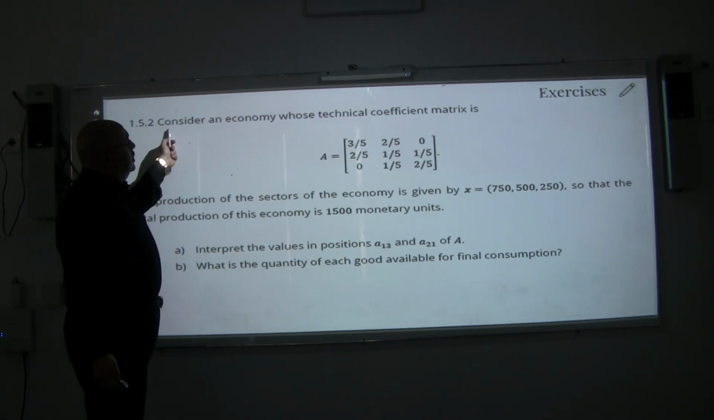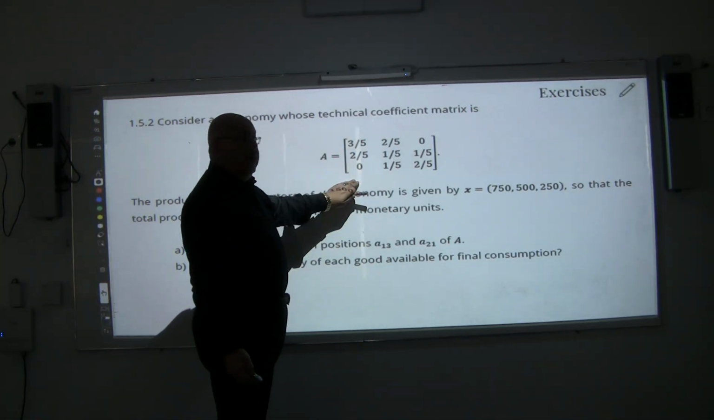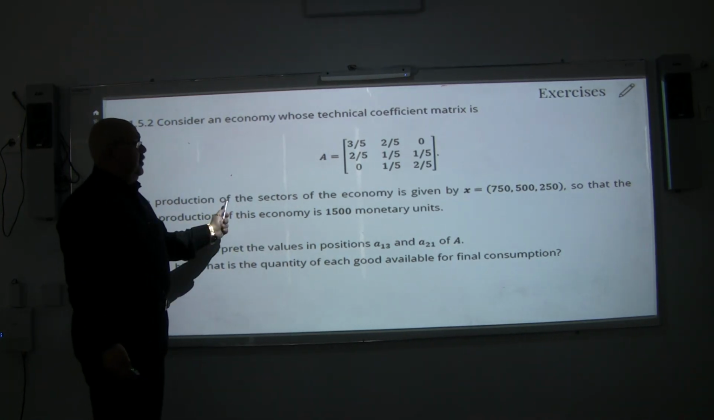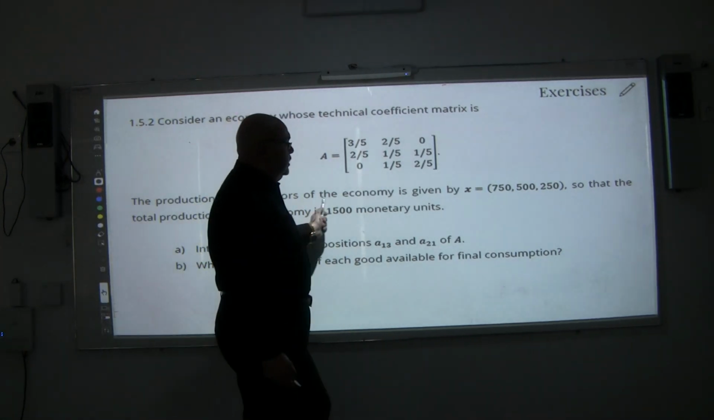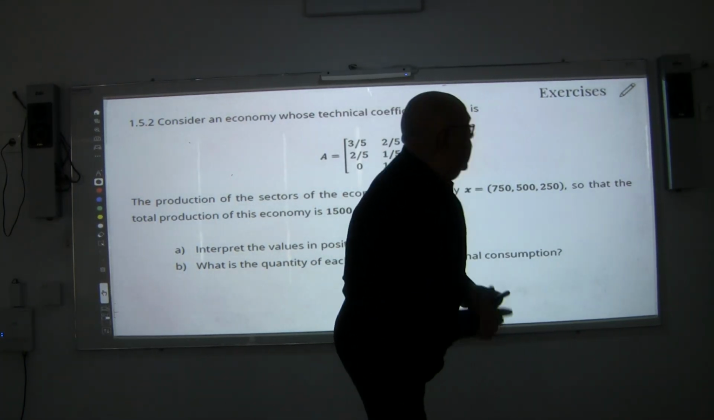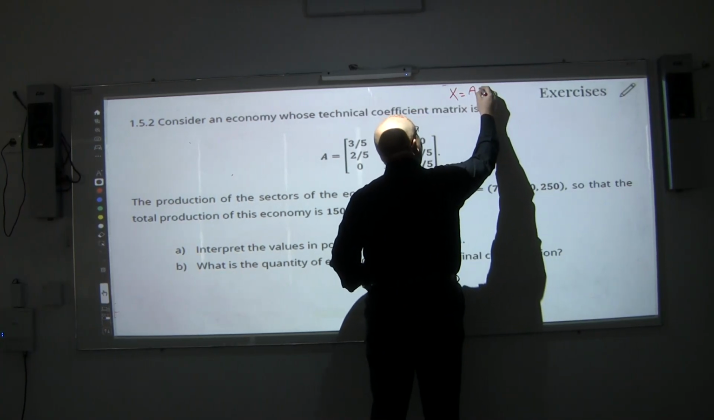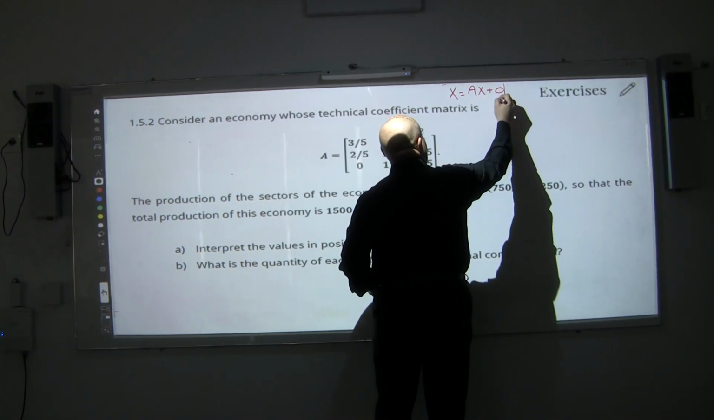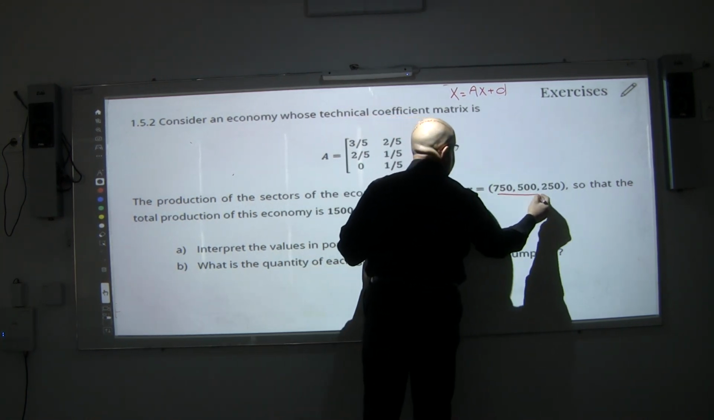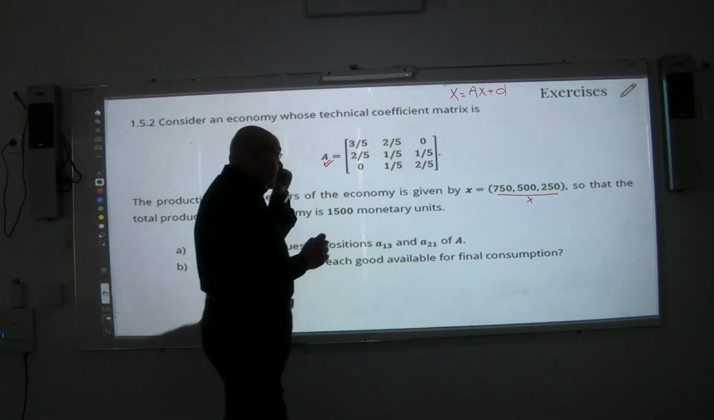Once more, consider an economy whose technical coefficient matrix is given by, so this is the technical matrix, and the production of the sectors of the economy is given by, so this is the X value. So once more, I will have the production, which is X, equal to AX plus the final demand. Now I'm giving you X, which is this, and here is A.